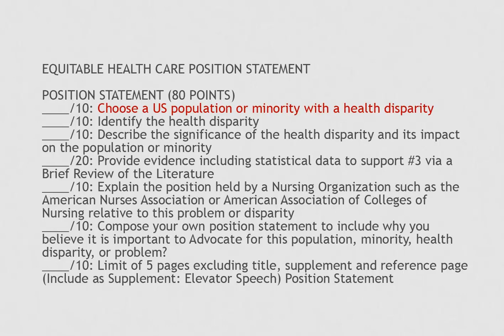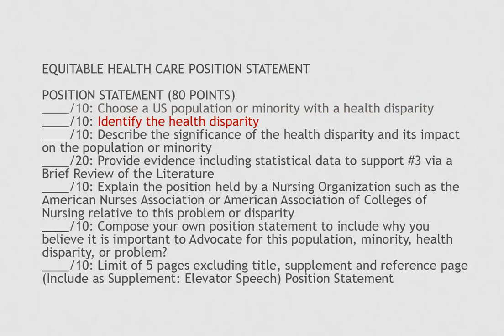So this is an example grading rubric for a paper. And as you see, there are key elements that are required for the paper. So the first key element that is identified is choose a U.S. population or minority with a health disparity. This clearly tells you that you need to identify a population or minority with a health disparity. It's important you understand what the definition of a health disparity is relating back to the class. There are multiple definitions for health disparity. It's important that you identify the correct one relating to the class that you're taking.